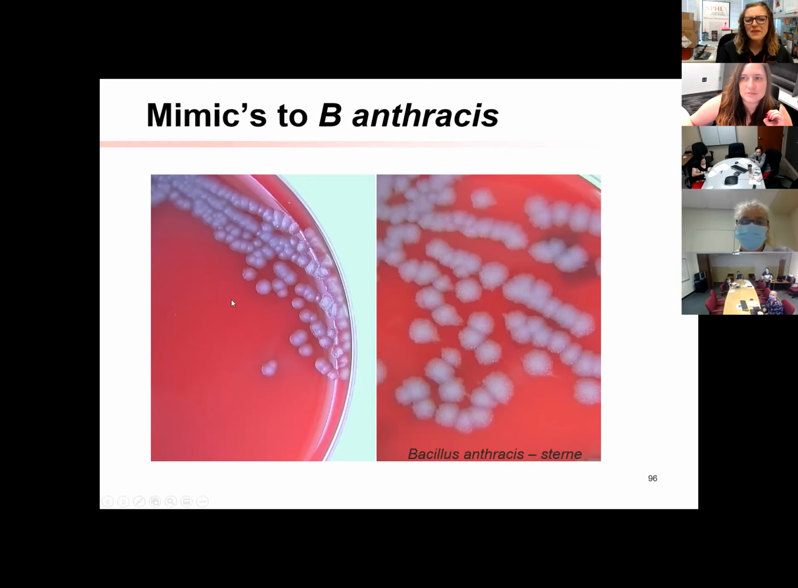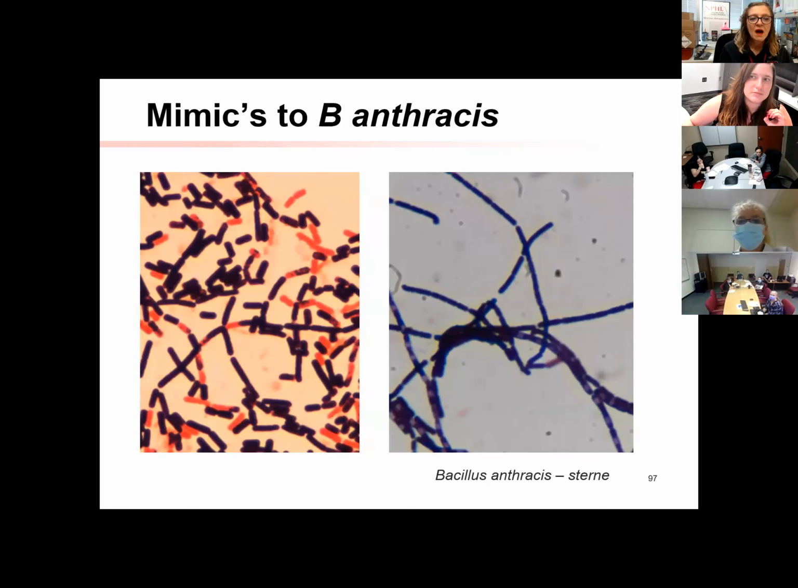And so, if you are not confident about ruling it out, don't hesitate to call your public health laboratory. Also, there are gram stain mimics that could be out there. You could have organisms that look like this. Anaerobes, Clostridium can look like this. Here's your stern strain. So just because this doesn't have spores, don't rule it out. Go through the LRN flow chart and make sure that you can rule this one out.